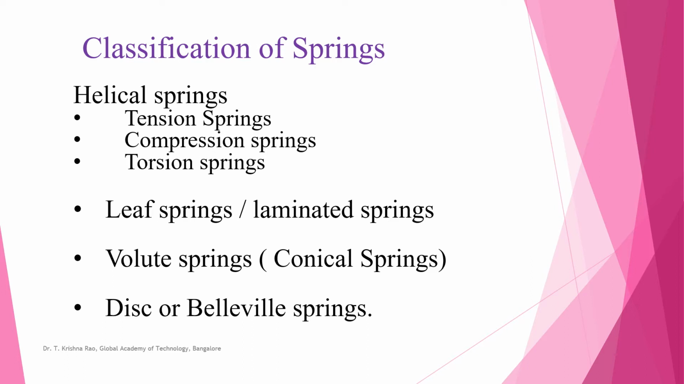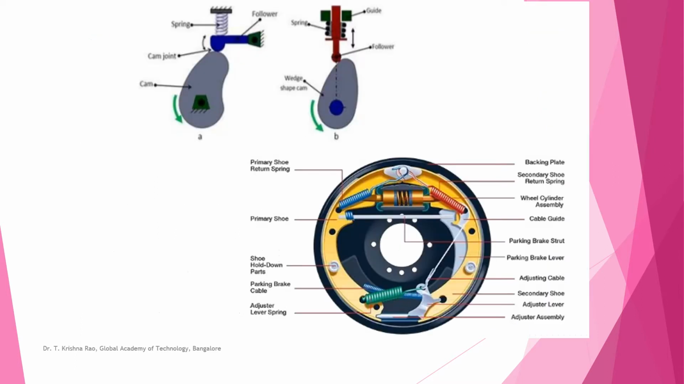Leaf or laminated springs are also used in automobiles, lorries, trucks and cars. Volute springs are not very common. Where the space requirement is very stringent, we go for volute springs. Disc or belleville springs are used for very high clamping force and less deflection. Some figures we will see here.